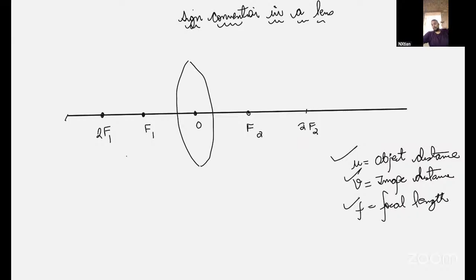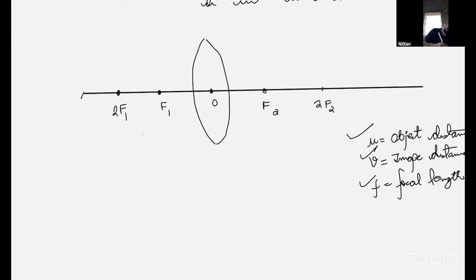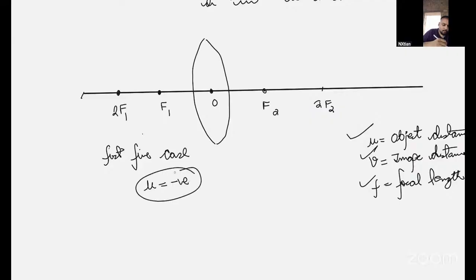Now, u is object distance. So obviously, I will put an object on the left side. So the side of that object distance is always negative. So in the first five cases of the convex lens, because six cases are there, no? For the first five cases, u will be always negative.